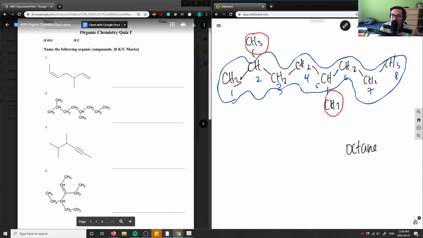So sorry, I'm going to do this in blue so it helps you out. The main chain would be in blue, and then the side chains would be in red. That's how I would do it. So this is, that's blue, octane.